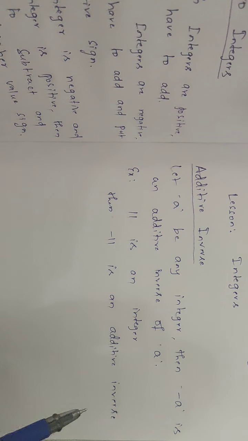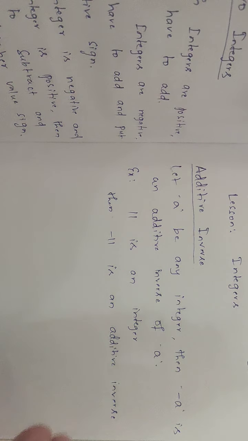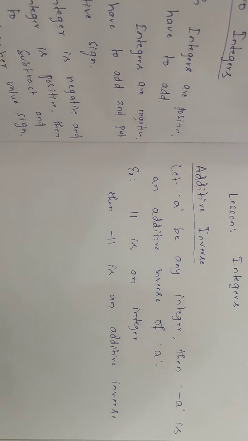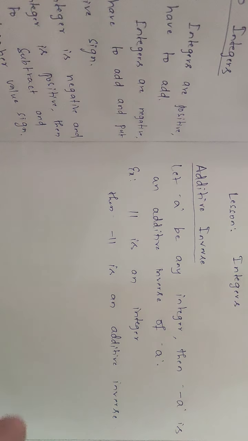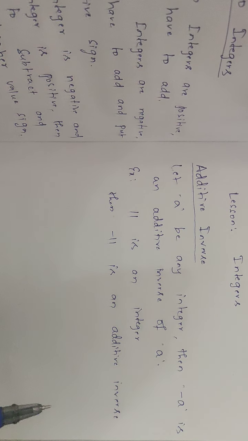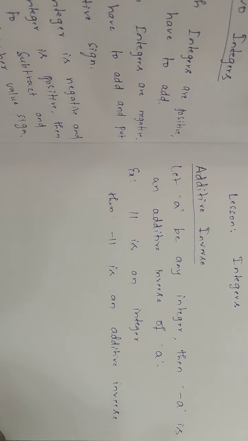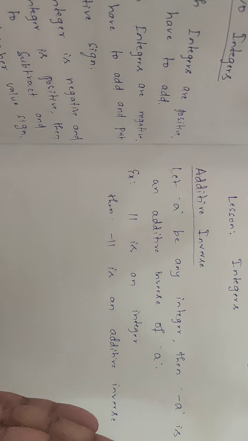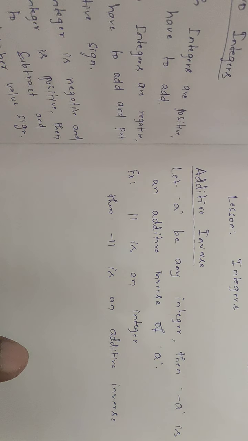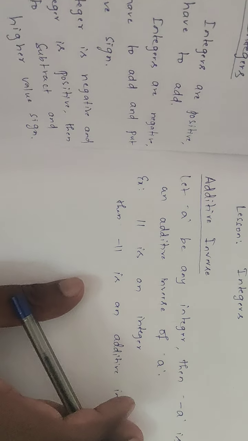So what is the understanding here? Whatever the integer, if you take the same integer with the opposite sign, it is the additive inverse. If 10 is an integer, minus 10 is the additive inverse. If minus 10 is an integer, then 10 is the additive inverse. If 76 is an integer, minus 76 is the additive inverse. If minus 76 is an integer, then plus 76 is the additive inverse. Now let us go for subtraction of two integers.